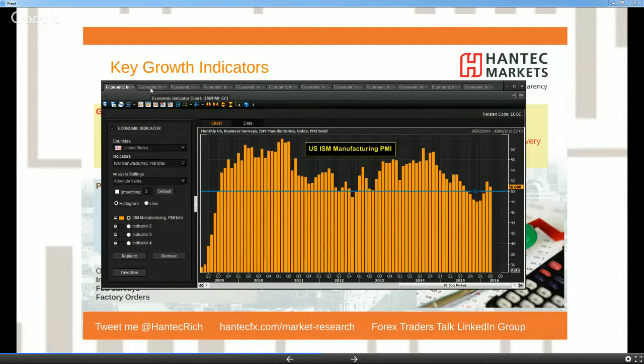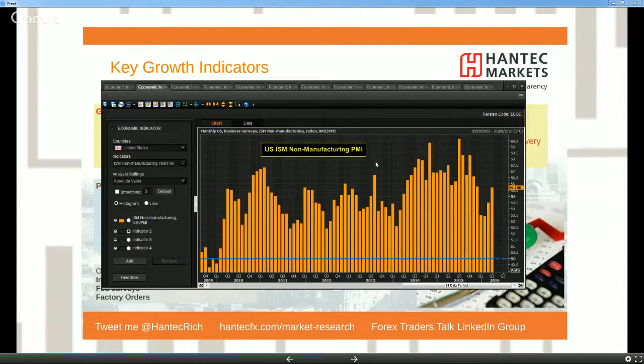I suppose the argument would be the service sector is the bigger data point, and that actually has been rising for the last couple of months. This is the ISM non-manufacturing, and it'll be interesting to see how that comes out on Friday.